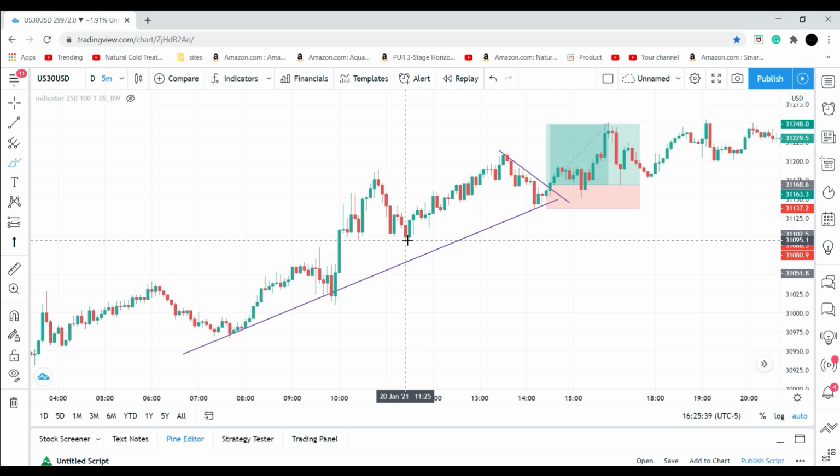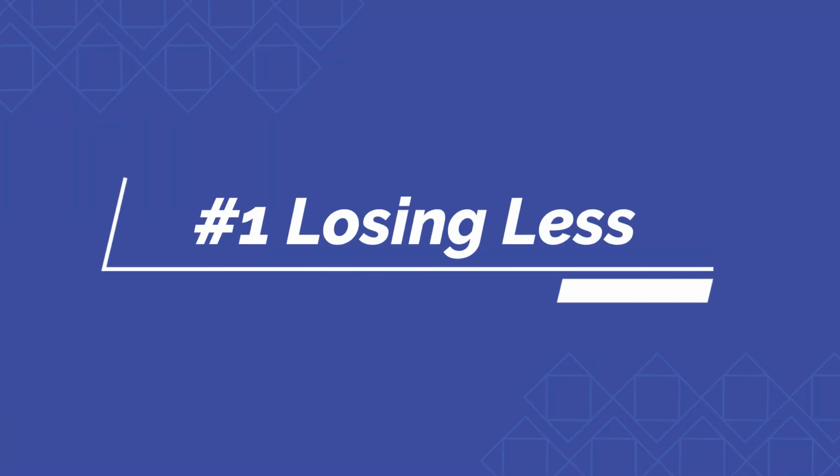Now I do have a couple of bonuses that I want to talk about when it comes to making more pips while trading the US30. So let's get into that. Bonus number one, guys, losing less.